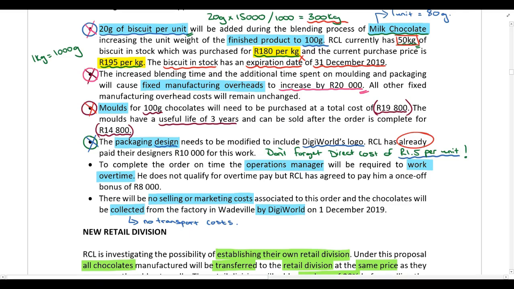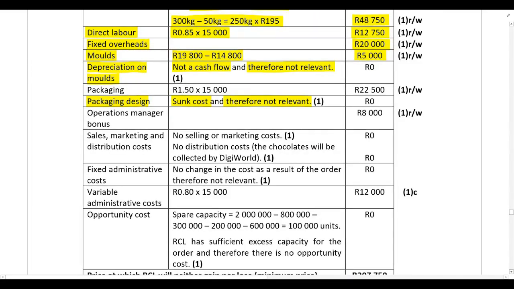All right, so obviously to get the cost in total, we just need to multiply by the 15,000 units. So don't get confused, guys. The one cost relates to the design, and then the other cost is the actual physical packaging. Okay.